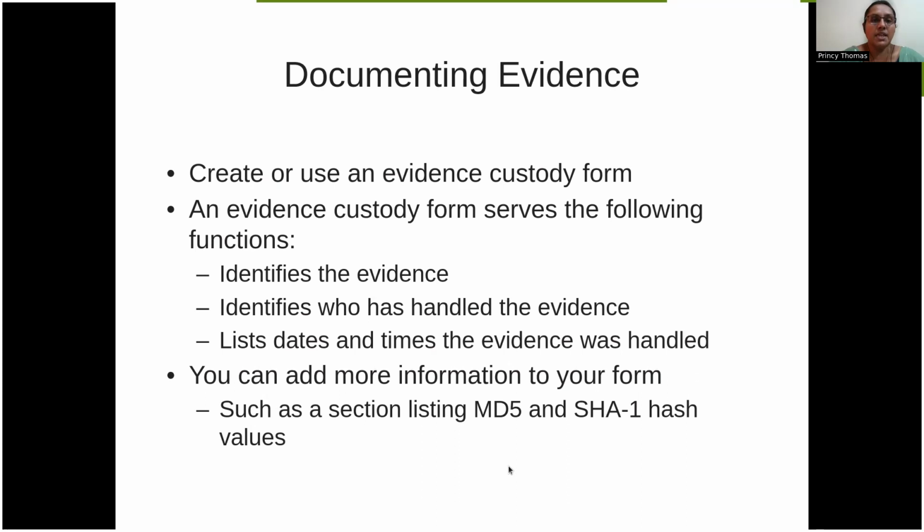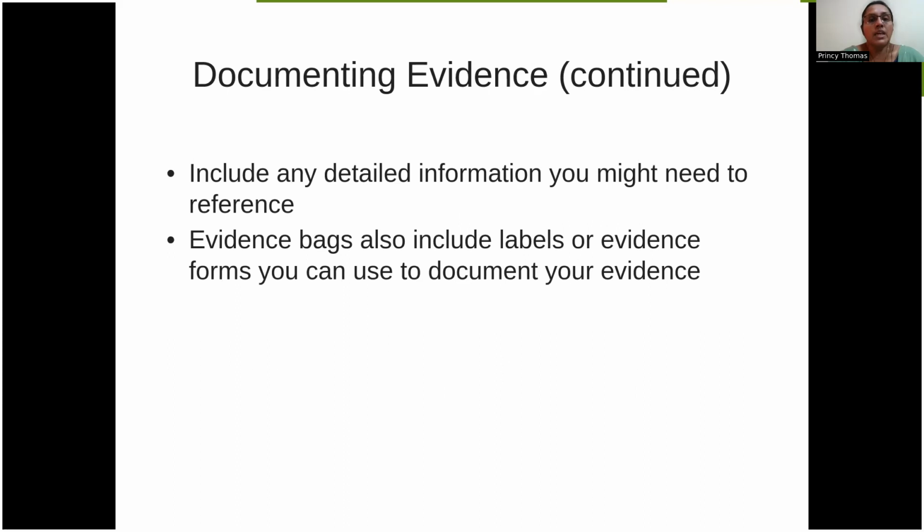Okay, documenting evidence. Create or use an evidence custody form. We have seen evidence custody form details also earlier. So every time we collect evidence, identify the evidence, identify who has handled the evidence, list the dates and times the evidence was handled, and to show that the evidence was not corrupted, the hash value each time should be compared and stored. Include all detailed information you might need to refer to. And evidence bags must also include labels and forms so that the evidence is always securely handled for later prosecution.